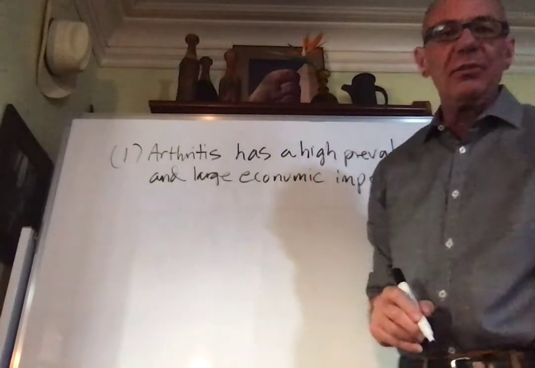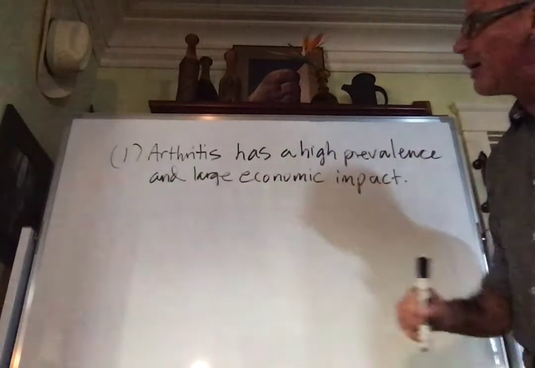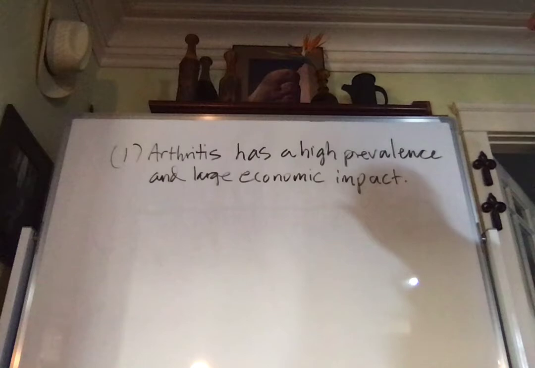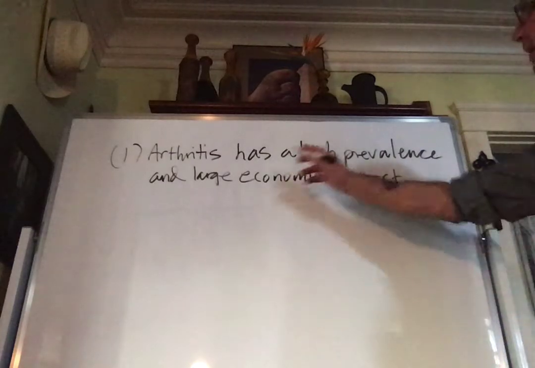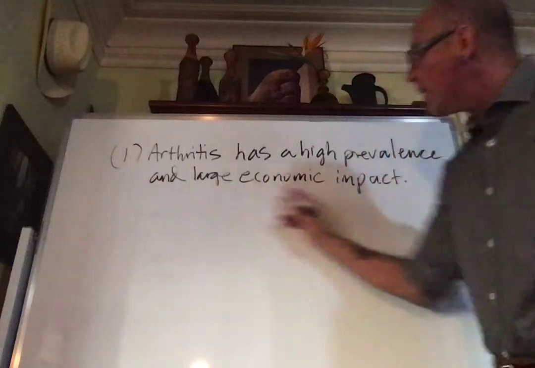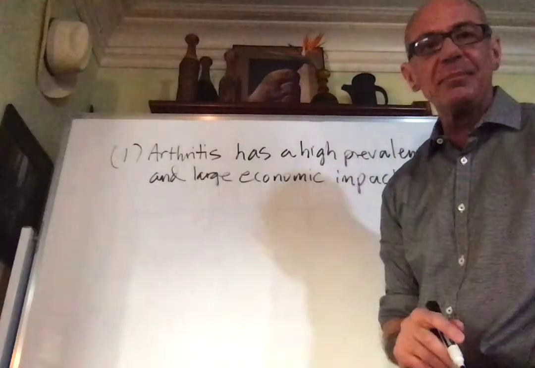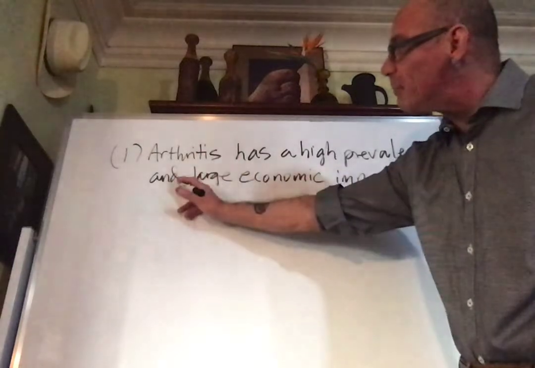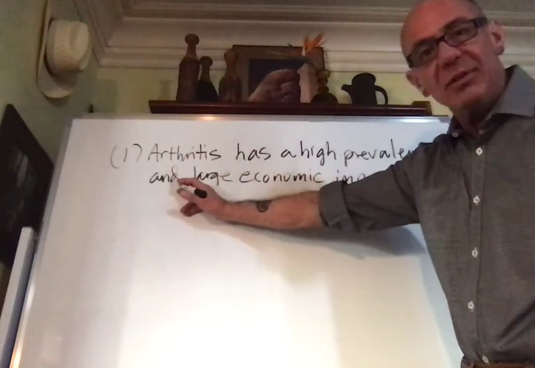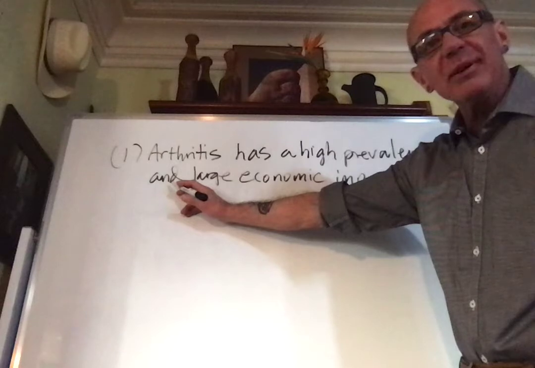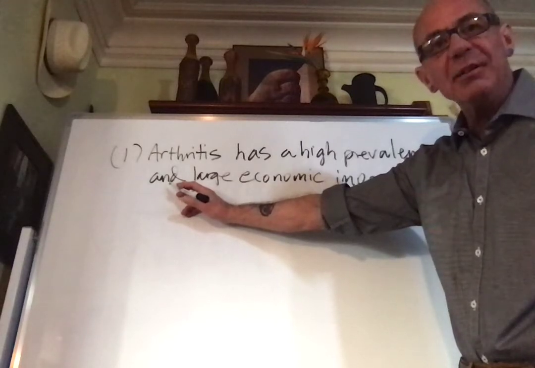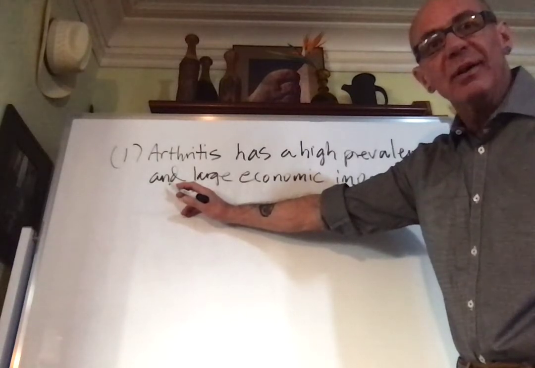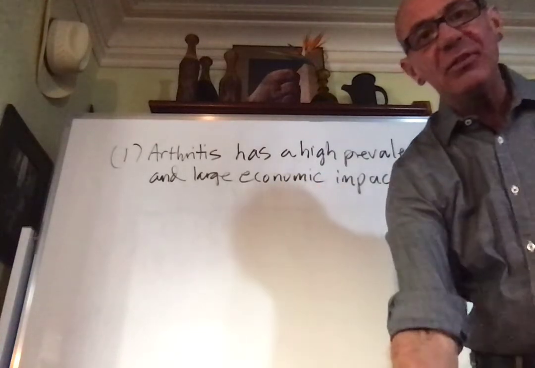Before I continue with this reconstruction, I want to comment about what I've written as premise number 1. You could easily break that into 2 complete sentences. Arthritis has a high prevalence. It has a large economic impact. And that would be perfectly fine. It's fine to have this compound sentence here as it was in the original, and it would be also fine to break that into 2 separate complete sentences that then would give us premise 1 and premise 2.